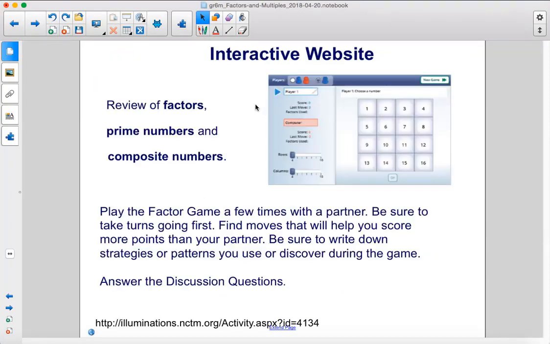Here's an interactive website that is a review of factors, prime numbers, and composite numbers. Play the factor game a few times with a partner. Be sure to take turns going first. Find moves that will help you score more points than your partner. Be sure to write down strategies or patterns you used or discovered during the game.